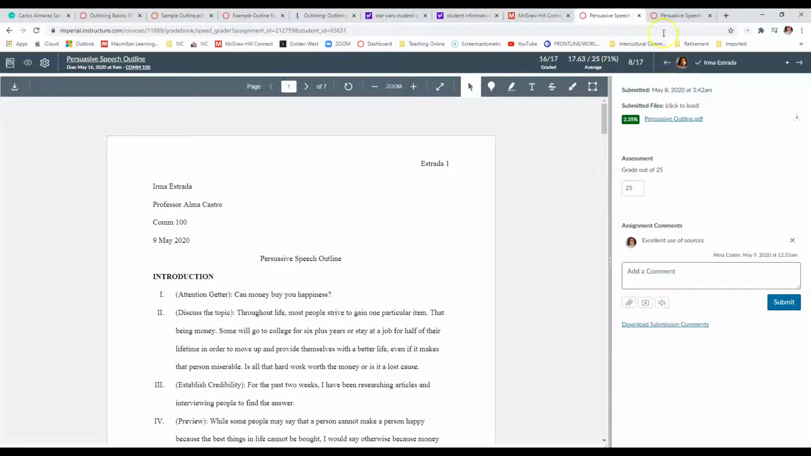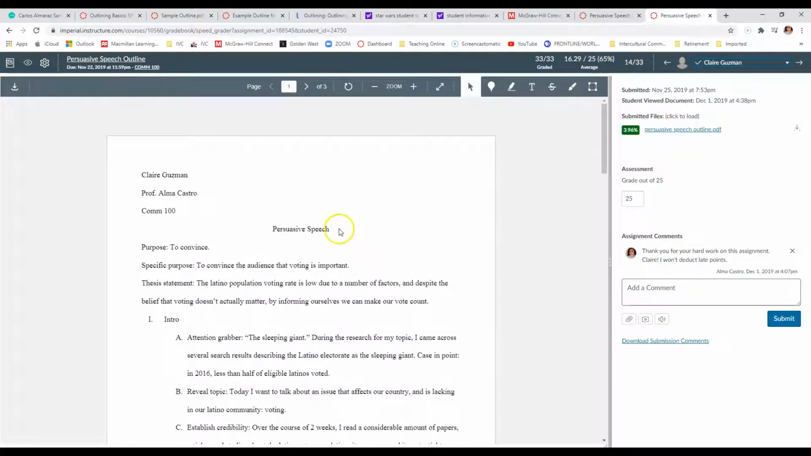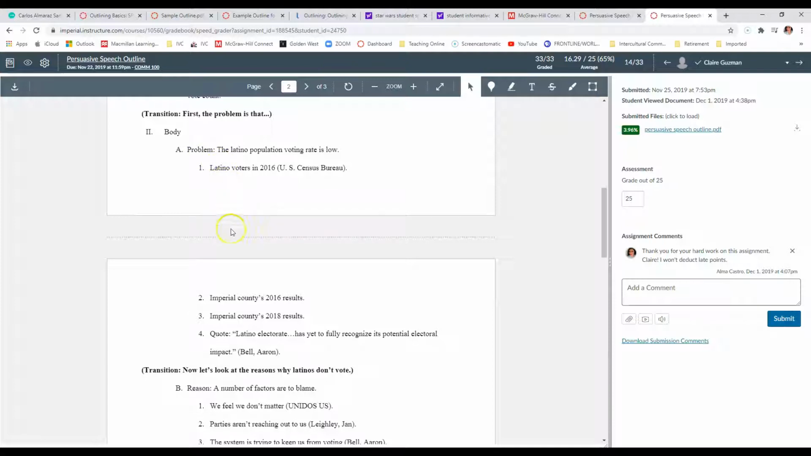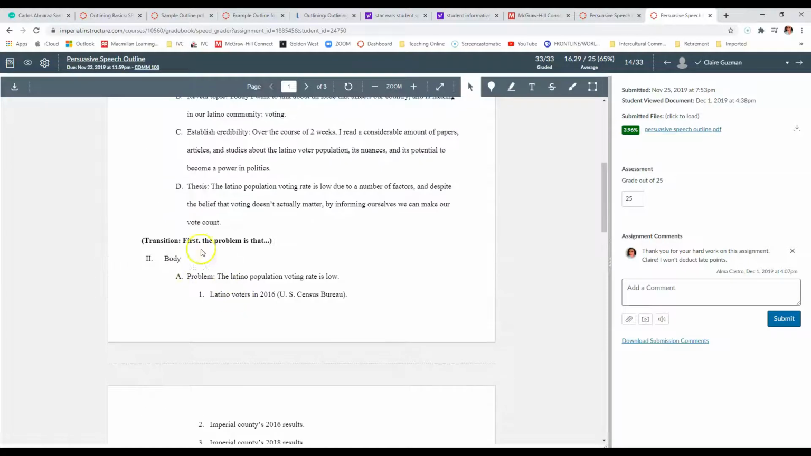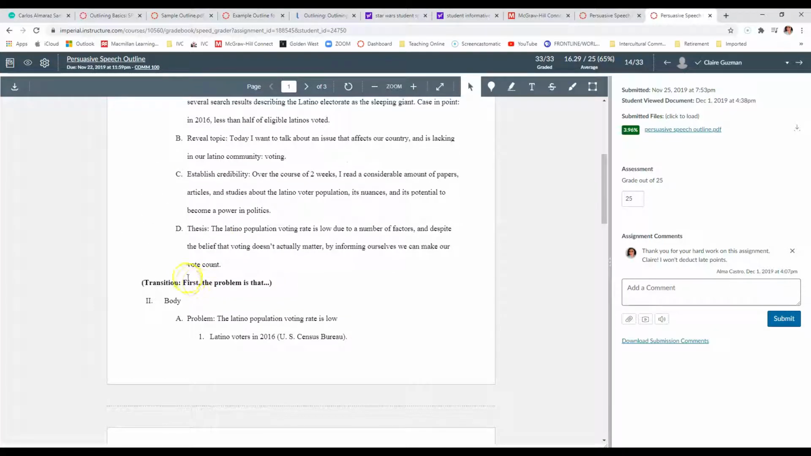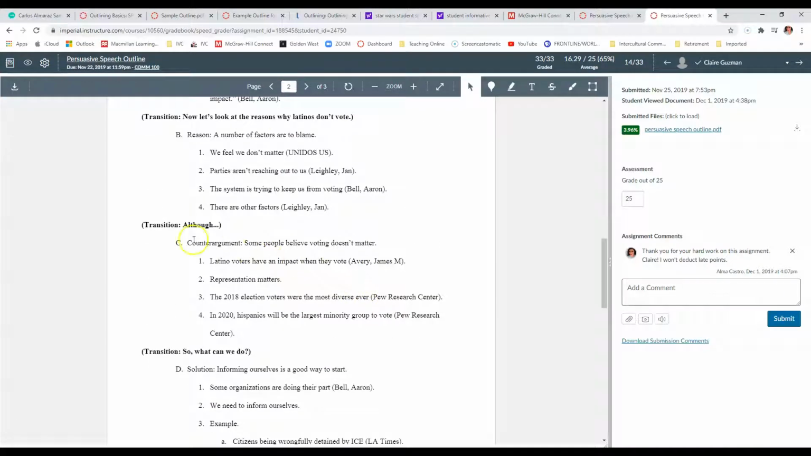Here's another example of a very good persuasive speech, again with no title. But she has that great organization with the indentation and the bold letters. She uses the excellent transitions. First, the problem is that, now let's look at the reasons why Latinos don't vote.